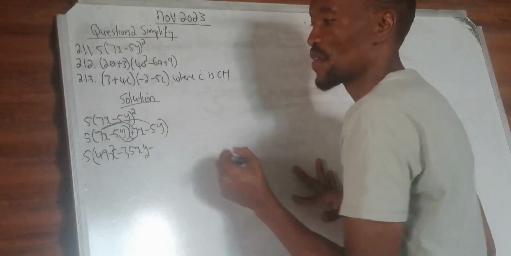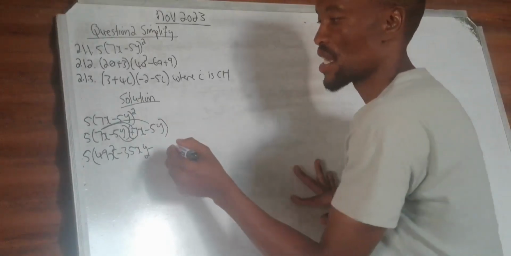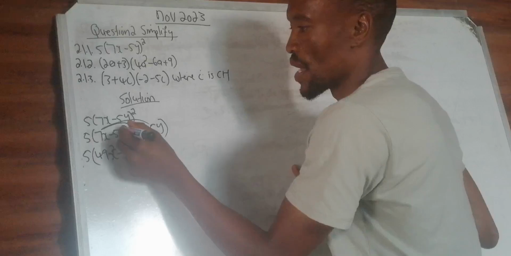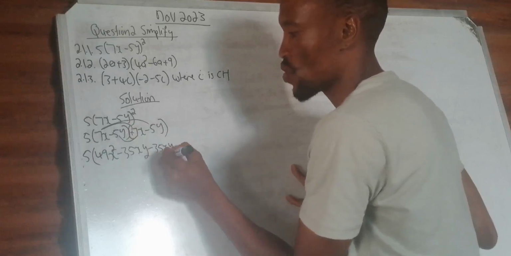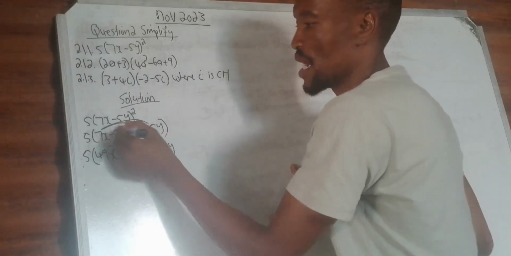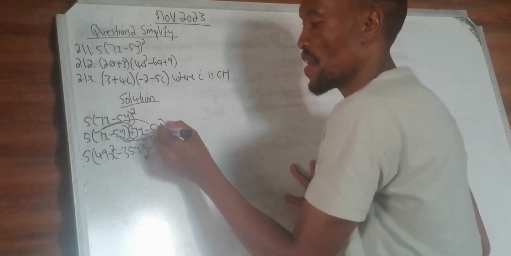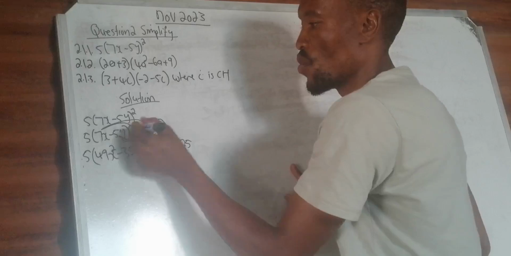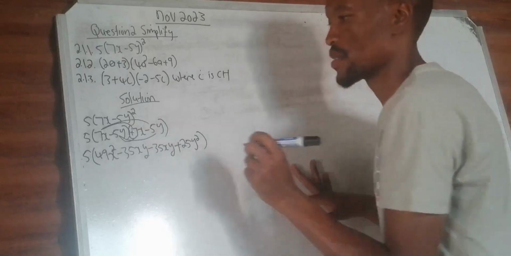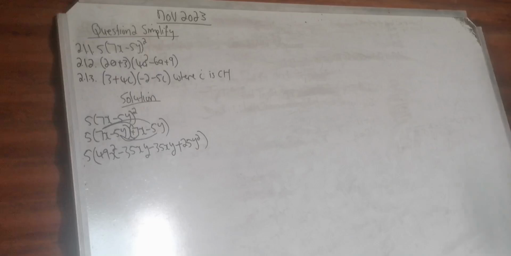Negative times positive is negative. 5 times 7 is 35, y times x is xy. Negative times negative is positive. 5 times 5 is 25, y times y is y squared. The procedural method that is correct is always necessary.